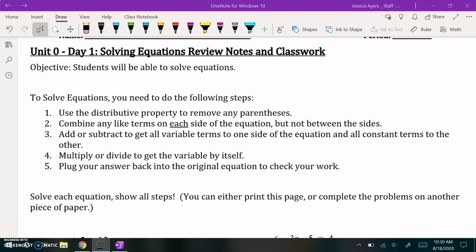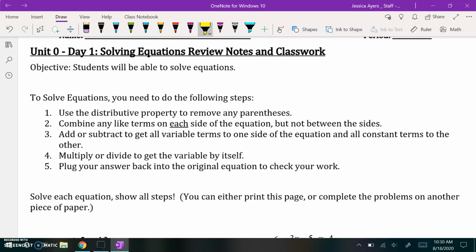Hi guys, so this video is going to be kind of a review so you get the hang of how we are learning this semester. So the first objective we're going to deal with is students will be able to solve equations. So a couple of steps that you've probably seen in the past.